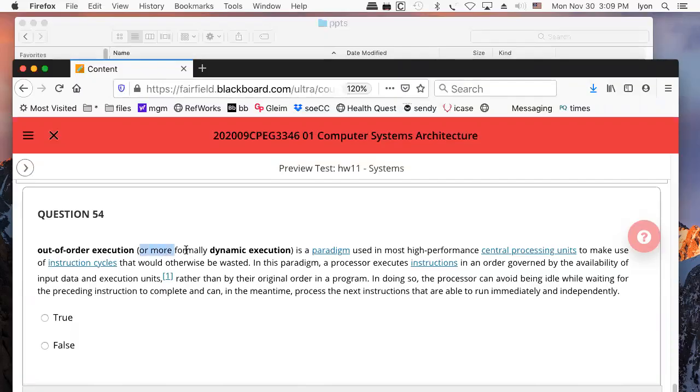Out-of-order execution, also known as dynamic execution. This was actually introduced in the 60s by IBM. They put it into the IBM 360. It's a paradigm used for most high-performance central processing units to make use of instruction cycles that would otherwise be wasted. So this is speculative execution. In this paradigm, the processor executes instructions in an order governed by the availability of the input and execution units rather than by the original order in the program. In doing so, the processor can avoid being idle while waiting. In other words, it has nothing else to do.